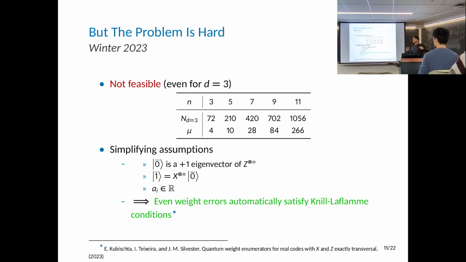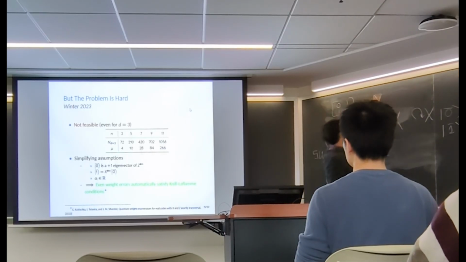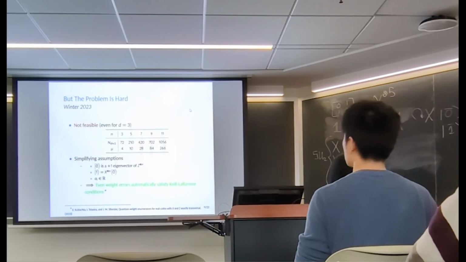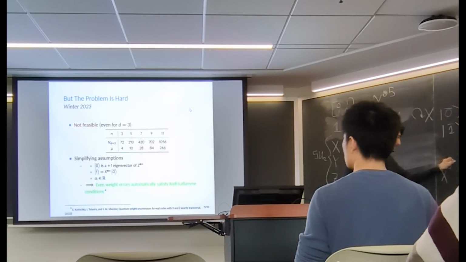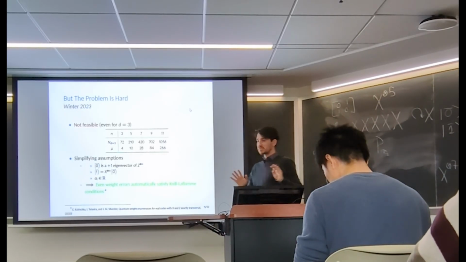We think about, well, we don't have stabilizer codes anymore, but there's other structure that a lot of codes have. And so we put in some simplifying assumptions here. Say that the zero vector, we want to choose it to be a +1 eigenvector of Z tensor n, and then we relate the logical 1 and logical 0 by X tensor n. So this is like X tensor 5 over here, which is transversal X for the 513 code. But it's also true that X tensor 7 is transversal X for the 713 code. It's a very common structure that's common to a lot of codes.